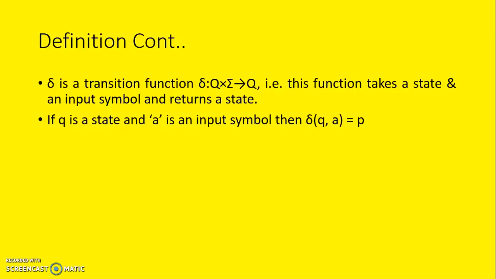Delta is a transition function. Delta maps Q cross sigma to Q. That is, this function takes a state and an input symbol and returns a state. If Q is a state and A is an input symbol, then delta of Q comma A is equal to P.